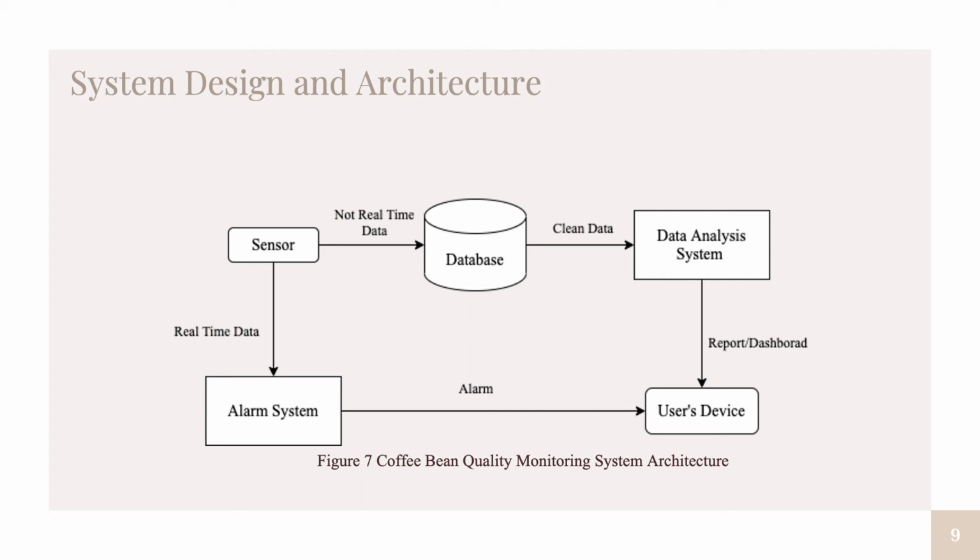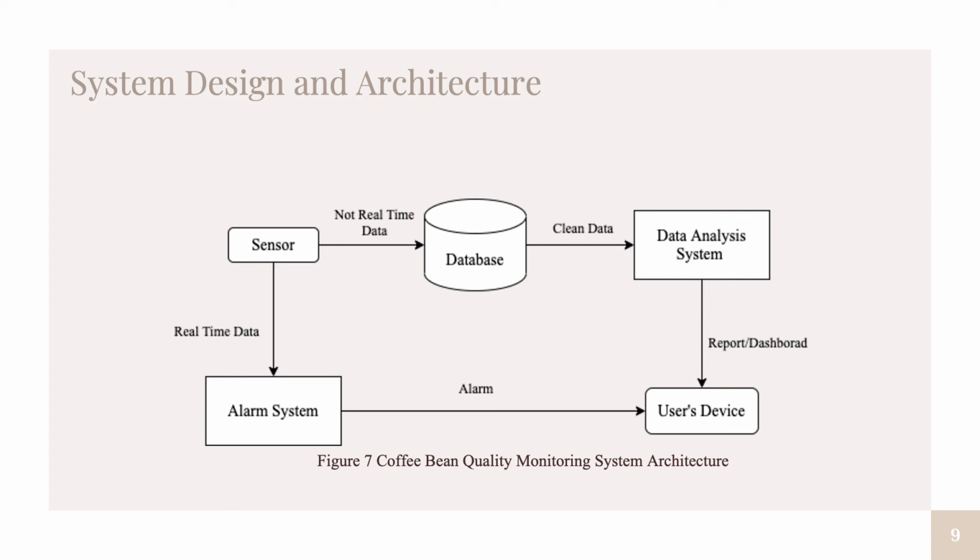We have solved the database, so let's have a look at the alarm system. For the sensors, after they collect the real-time data, they should send the data to the alarm system first. There will be a threshold set by the user, and if the value is not in the range, an alarm will be sent to the user's device as soon as possible.